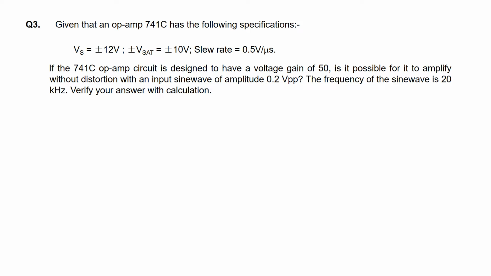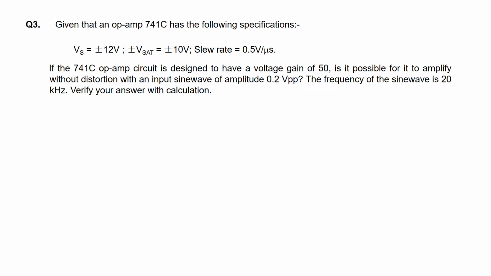In question 3 here, we are given a 741 op-amp with the following parameters. Vs is plus minus 12 volts, the saturation voltage is plus minus 10 volts, and the slew rate is 0.5 volts per microsecond. If the 741 op-amp circuit is designed to have a voltage gain of 50, is it possible for it to amplify without distortion an input sine wave of amplitude 0.2 volts peak to peak? The frequency of the sine wave is given as 20 kilohertz.